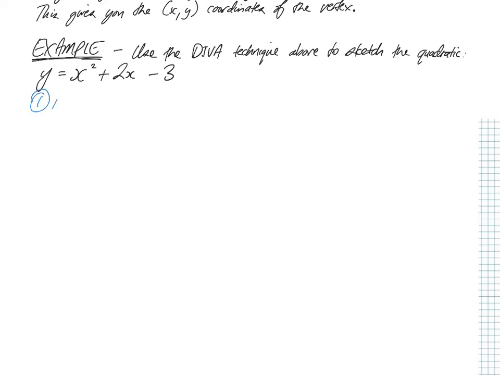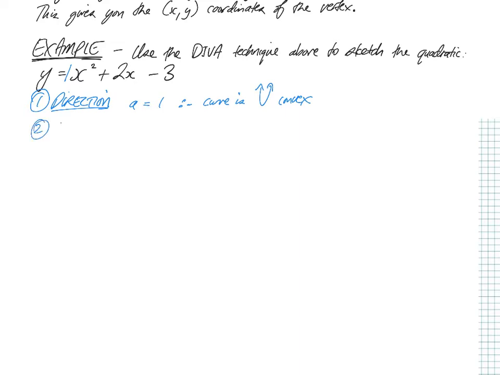1, direction. How do I decide the direction? Look at the equation. What is the coefficient of x squared? It's 1. It's just not written there. Positive 1. A is 1. Therefore, the curve is convex. It's pointing down. So that's direction done.